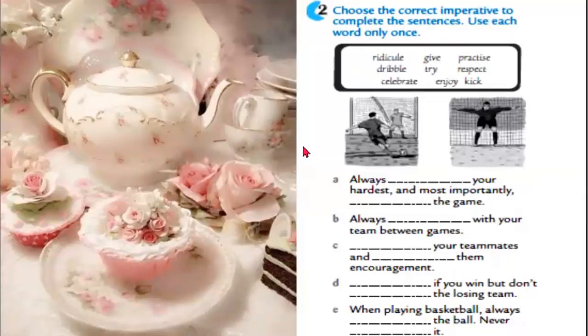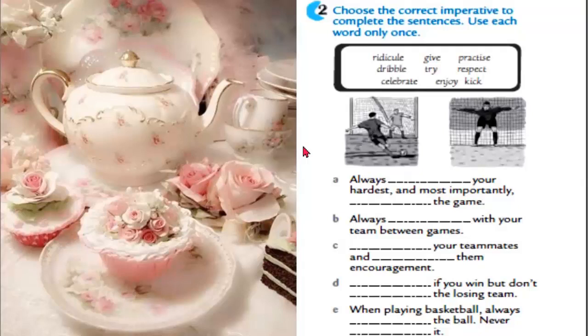Exercise number 2, in the same page, we have to choose the correct imperative. Imperative, when I say do something, don't do something, always pray, always respect your parents. This is an imperative. To complete the sentences using each word only once. We have here 9 words. You can use each word only once, only one time. Do not use a word twice.